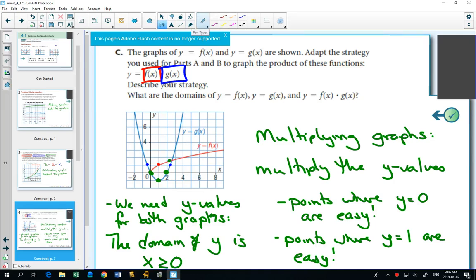Because we need the y values for both graphs, the domain of our green function is going to be x is bigger than or equal to 0, because you have to look at the domains of both. The blue graph's domain, g of x, is everything. The red graph's domain is bigger than or equal to 0, so our green graph's domain is bigger than or equal to 0.